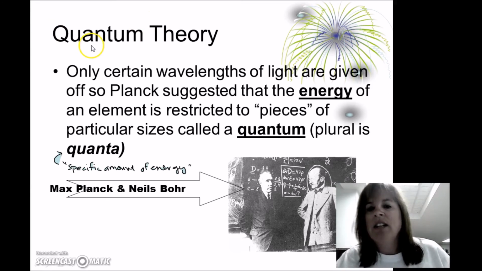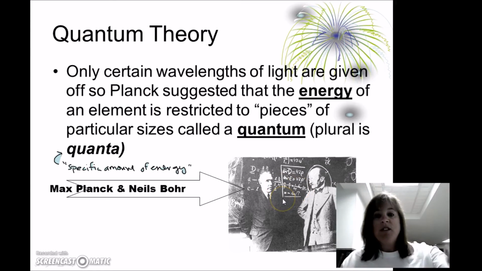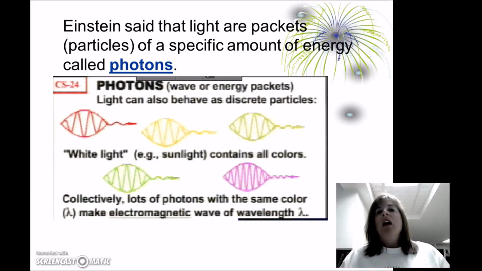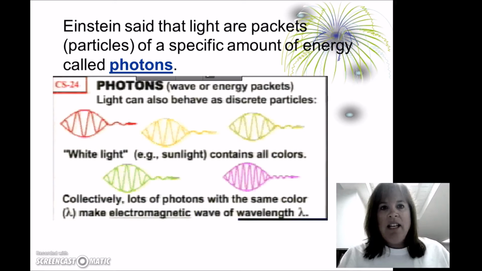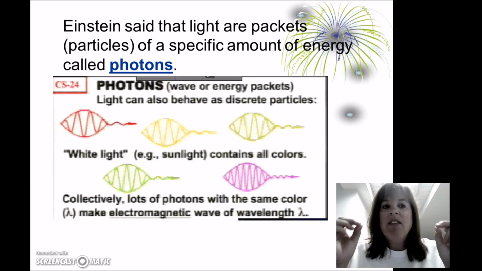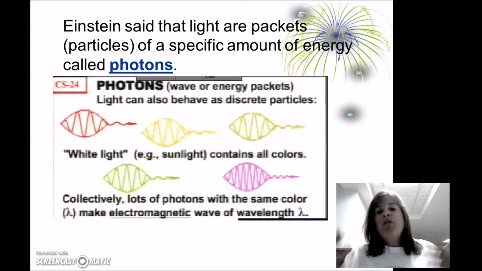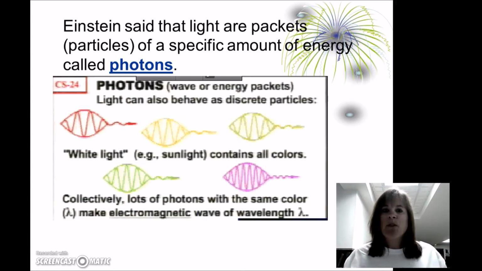Here he is actually talking to Niels Bohr, because Niels Bohr used this idea to come up with his model of the atom. Now, what Einstein said is that he was really into the particle nature of light, that light is actually packets of energy. And these packets of energy have a specific amount, and he called those photons. So photons are packets of energy. So light behaves as particles. If we have a lot of them, then they behave like a wave. Light's pretty cool, isn't it?